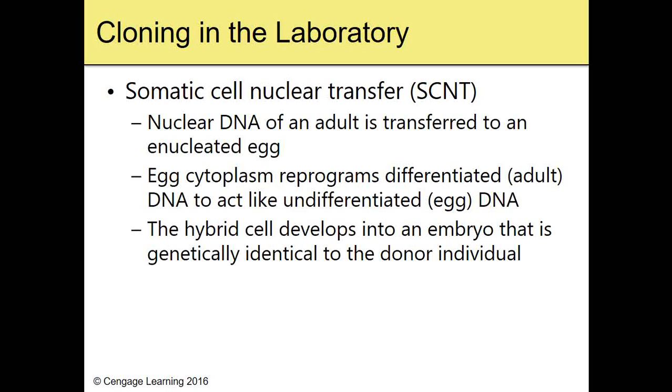So what's called somatic cell nuclear transfer, or SCNT, that's what I call it, is when nuclear DNA from an adult that is differentiated is transferred into an enucleated egg. The egg cytoplasm, so all of the ribosomes and the different organelles that help us produce our proteins, can actually reprogram that differentiated, already jobified DNA to act like undifferentiated DNA. And undifferentiated is a stem cell. So undifferentiated means that it doesn't have a specific job yet.